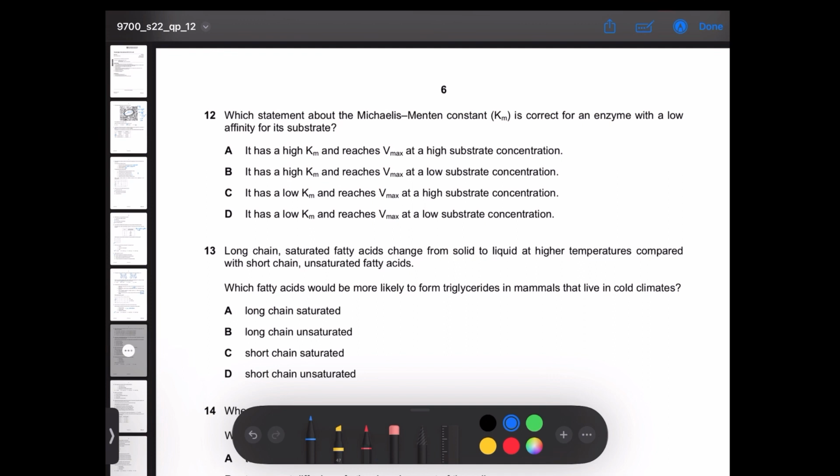Now let's see the Vmax. The Vmax should be reached at a high substrate concentration, because the substrates do not bind readily to the enzyme, so they need a high substrate concentration so that they can bind to the enzymes more readily to reach their Vmax. So the answer should be A.